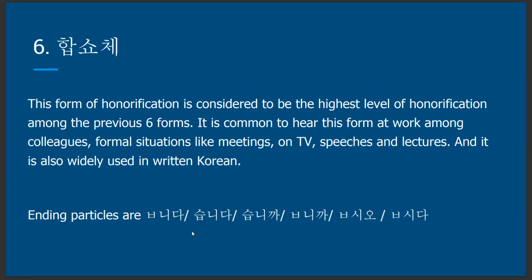And our last level of honorification is 합쇼체. So as you can see here, 합쇼 means your sentence will end with 입니다, 봅니다, 씁니다, 씁니까. We've learned 5 levels so far, and number 6 is the highest level of honorification among the 6.